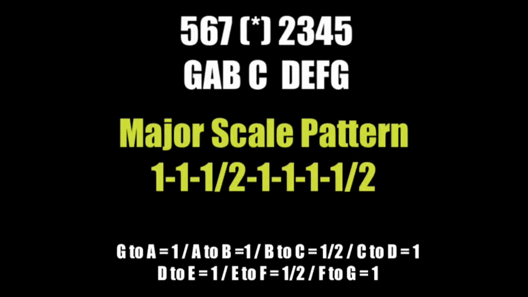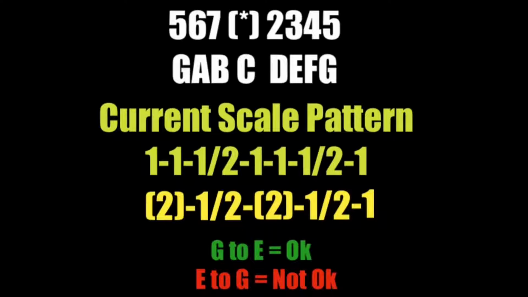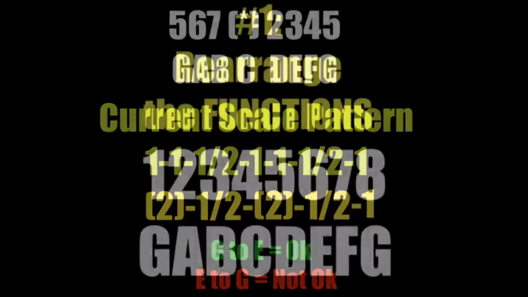As we said before, the major scale pattern is 1, 1, half, 1, 1, 1, half. When you look from note to note, you will find that from G to E, it's okay. But from E to G, it's not okay. The pattern doesn't match. And that's because the current scale pattern is 1, 1, half, 1, 1, half, 1. Therefore, we need to fix the ending part of that scale.